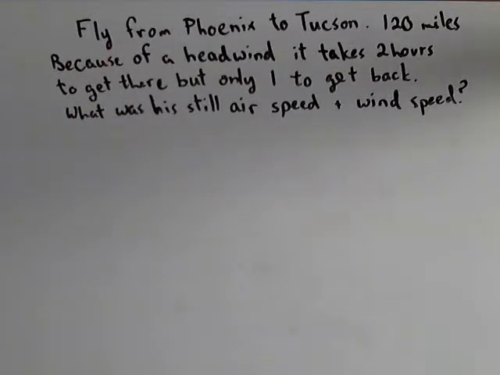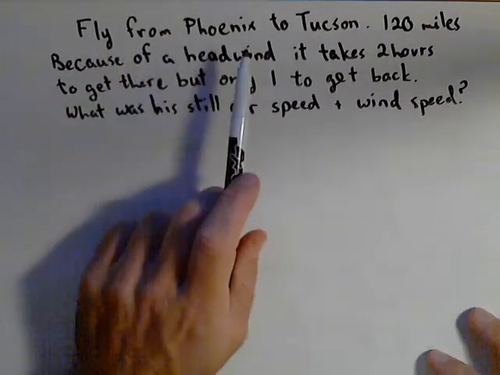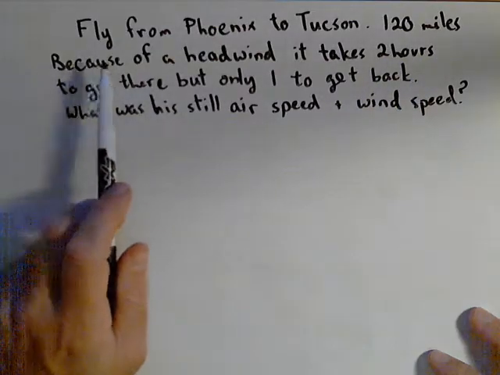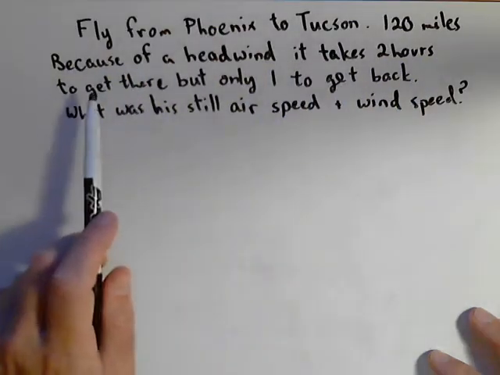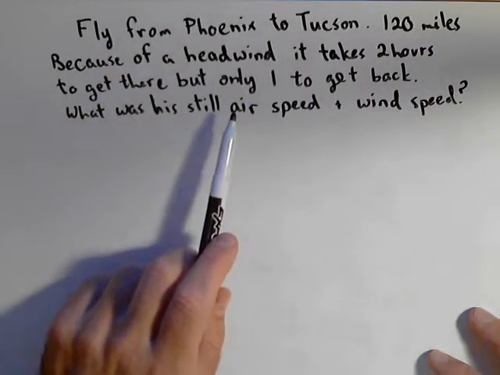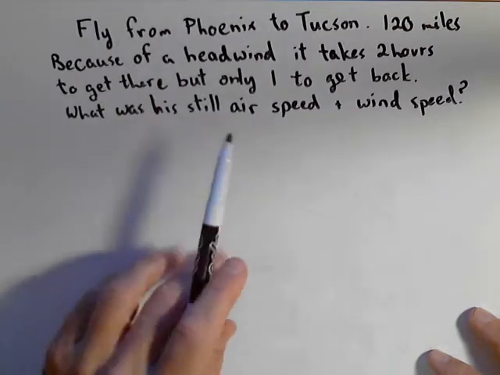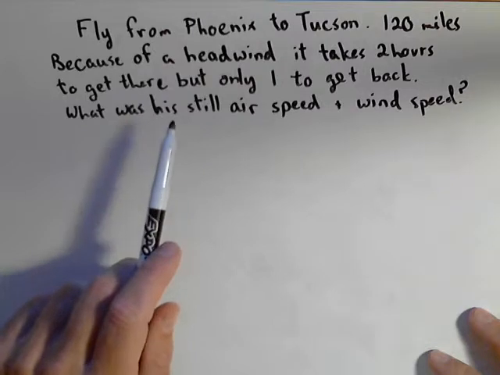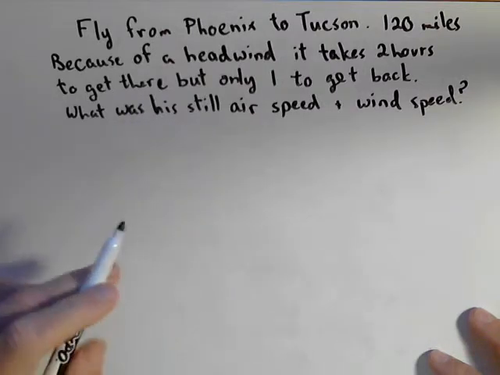In this video we're going to look at a typical application problem that involves a system of equations. So let's say you're flying from Phoenix to Tucson, which is roughly about 120 miles. Now because of a headwind, it takes you 2 hours to get there, but only 1 hour to get back. So the same wind is pushing behind you when you're going back. So what was the pilot's still airspeed and the wind speed?